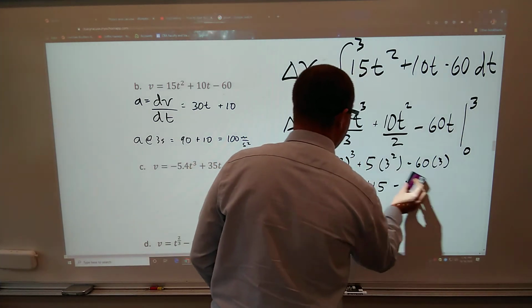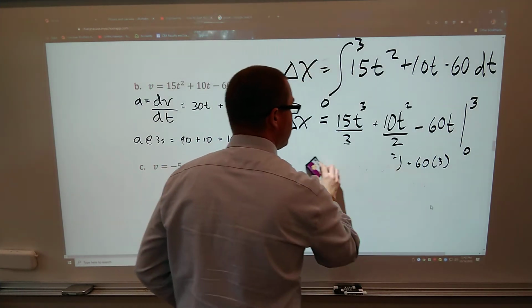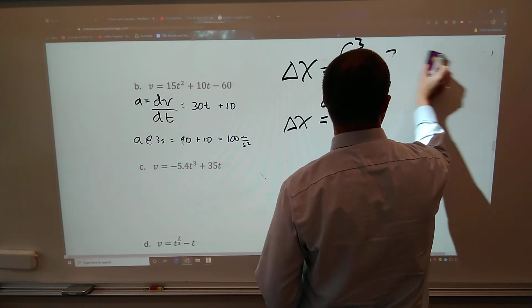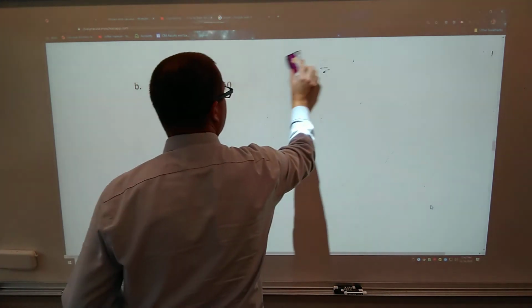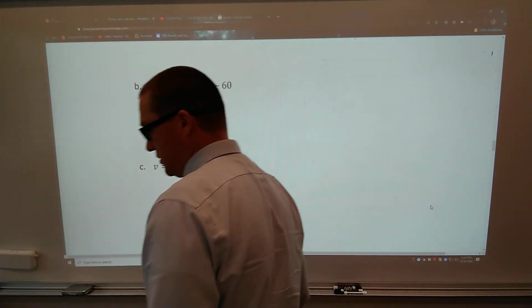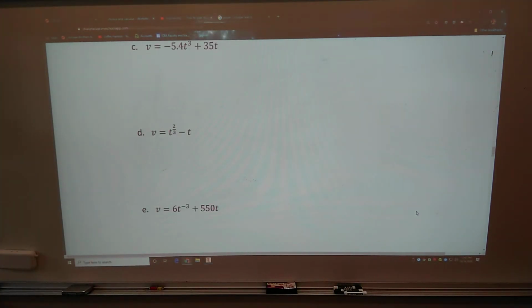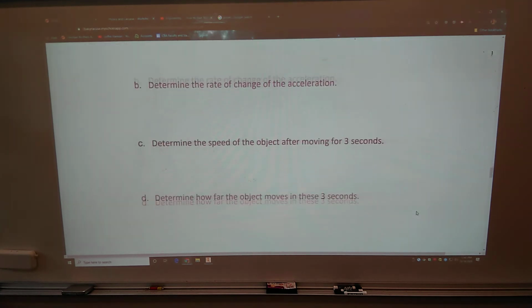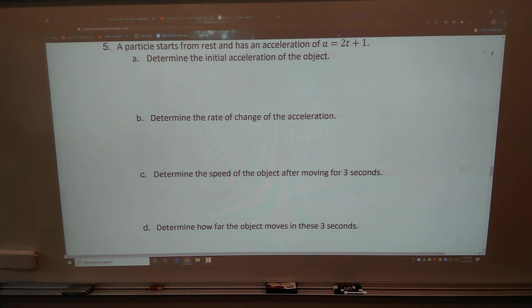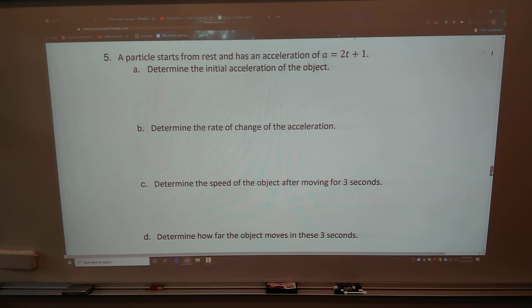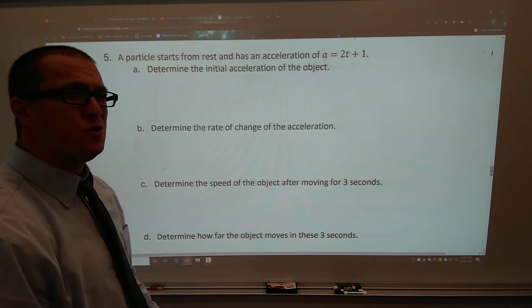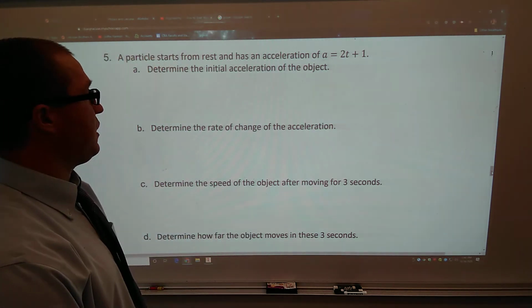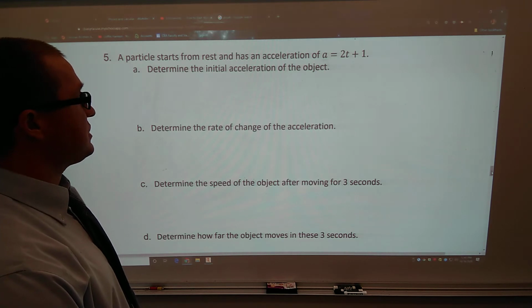All right, let's jump ahead here to number 5. It's a word problem, our first word problem. So I want to make sure you guys are all on the same page on this number 5. Position it so we can see all the parts. Particle starts from rest and has an acceleration of 2t plus 1. Assume the units are going to give you meters per second squared here. Determine the initial acceleration of the object.